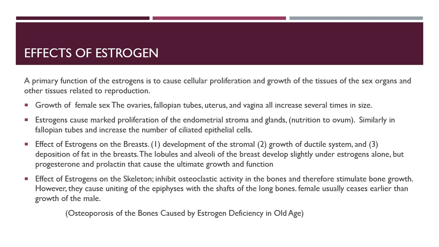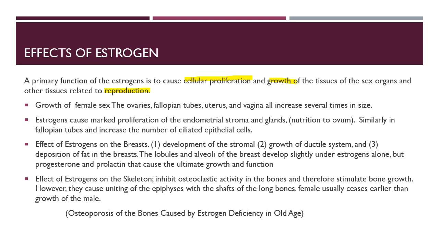Now, before starting our discussion on the menstrual cycle of the female reproductive system, let's talk about the effects of the main female sex hormones, which are estrogen and progesterone. The main and primary function of estrogen is to induce cellular proliferation as well as growth of the tissues of the female sex organs and other tissues that are related to reproduction.